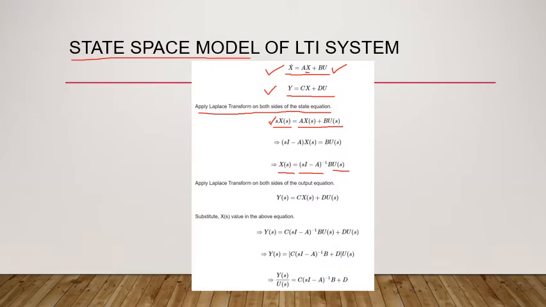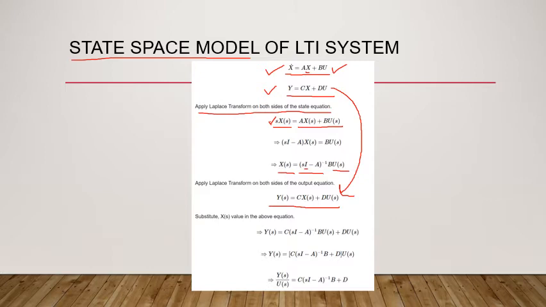So here, what is I? I is representing the identity matrix. The identity matrix has the diagonal elements as 1 and all other elements as 0. Again, we apply the Laplace transform to the second equation, and on applying this we get Y(s) is equal to C X(s) plus D U(s).